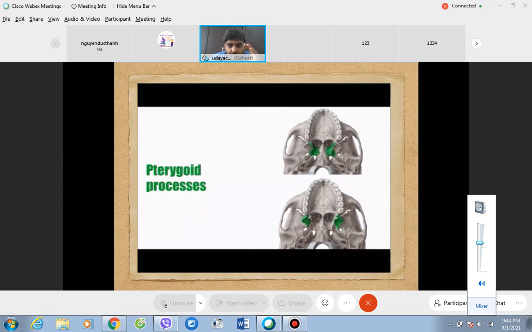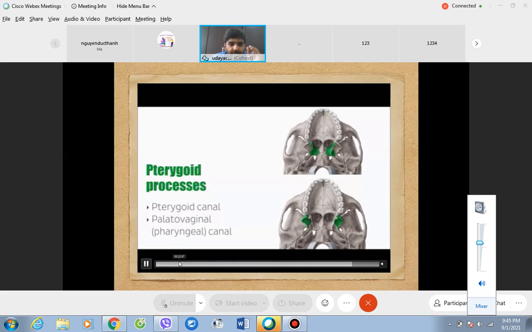Coming to the pterygoid processes, they are located attached below to the body of the sphenoid. They lodge two canals by name: the pterygoid canal, which forms the channel of the greater petrosal and deep petrosal nerves, and the palatovaginal canal, which lodges the pharyngeal nerve.